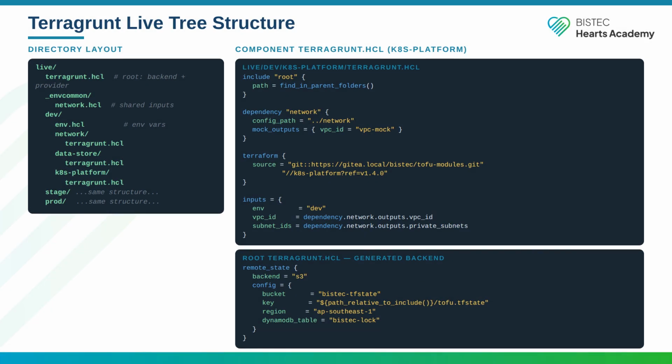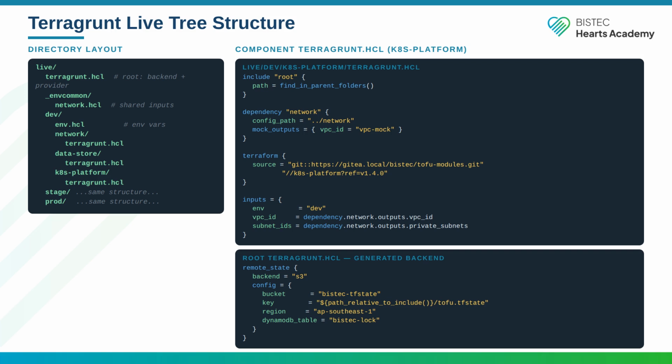The live tree is the deployment configuration, separate from the module library. Modules are reusable code. The live tree is the instantiation of those modules for each specific environment. The canonical structure: a root Terragrunt, a sub for backend configuration and common provider inputs, an env-common directory for inputs shared across environments, then per-environment directories, each containing per-component Terragrunt HCL files.